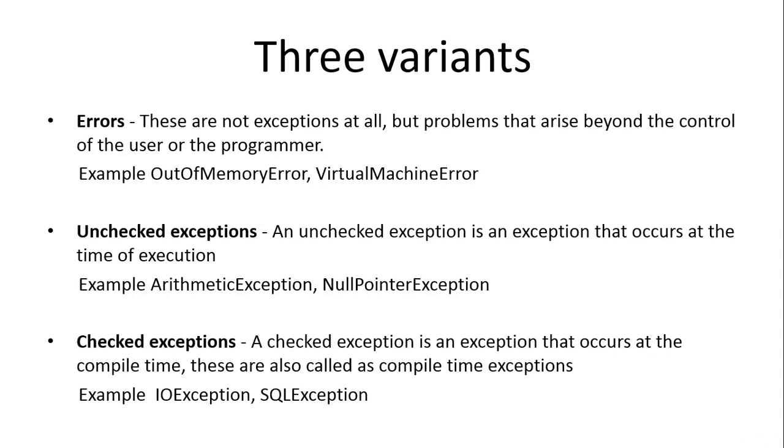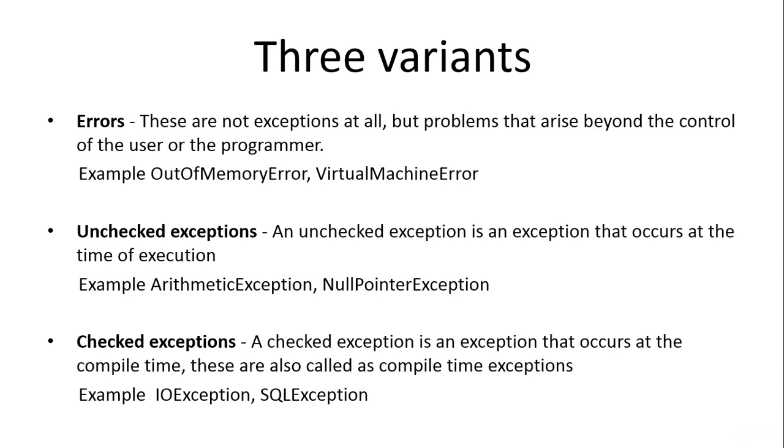Unchecked exceptions. An unchecked exception is an exception that occurs at the time of execution. Example is arithmetic exception, null pointer exception. And next we talk about checked exceptions. A checked exception is an exception that occurs at the compile time. These are also called compile time exceptions. IO exception is an example for that, SQL exception.